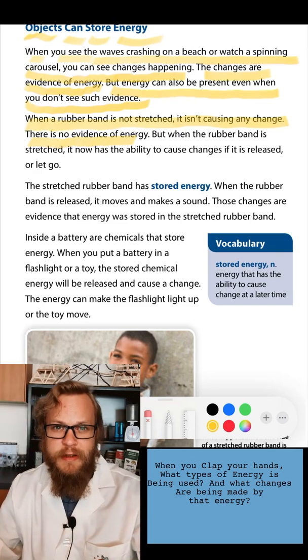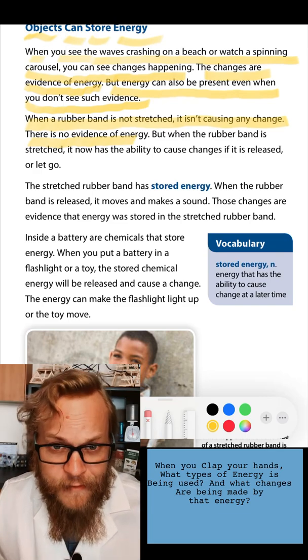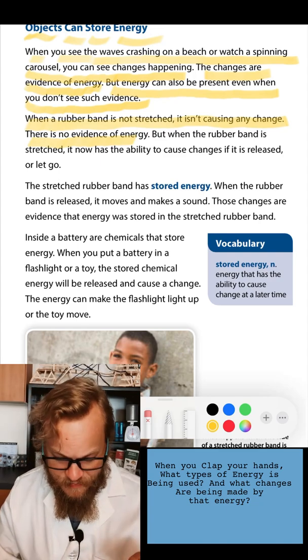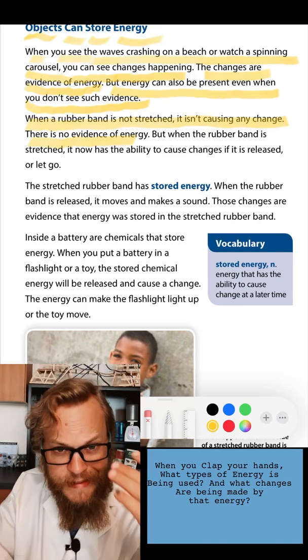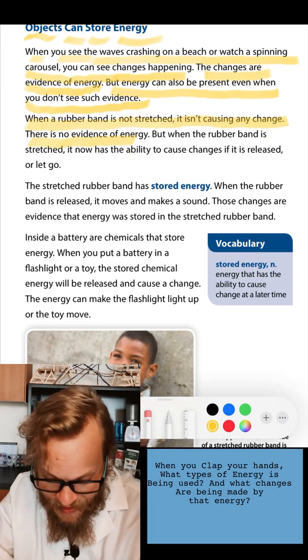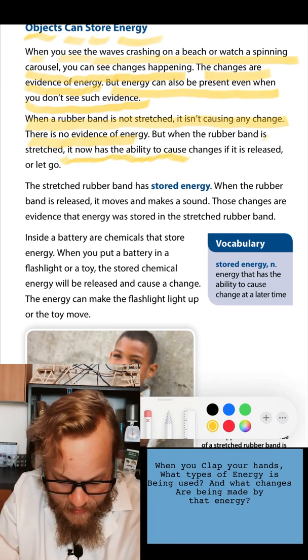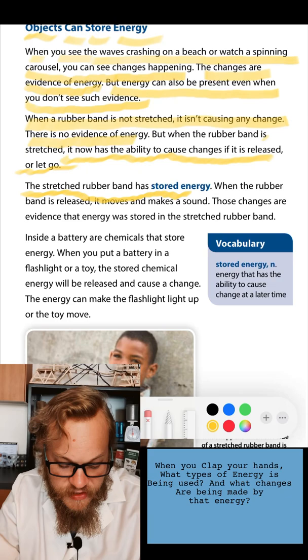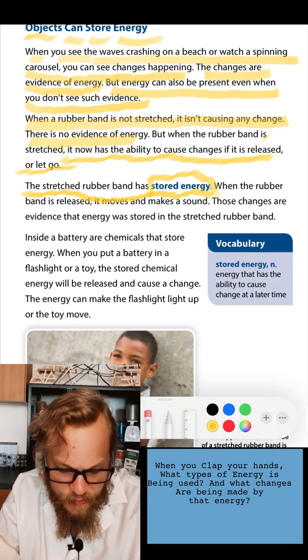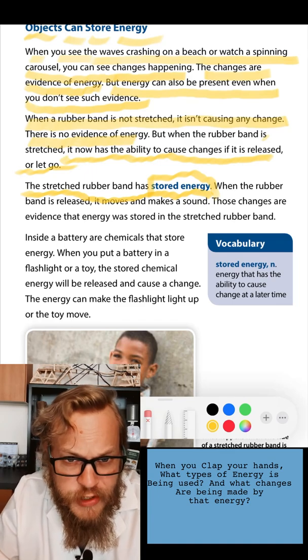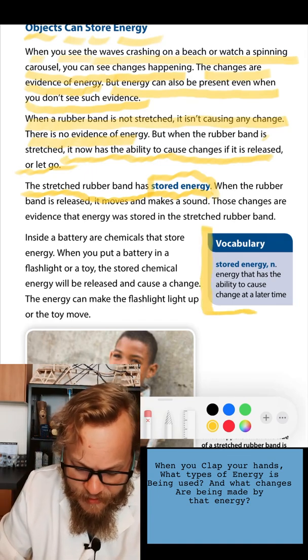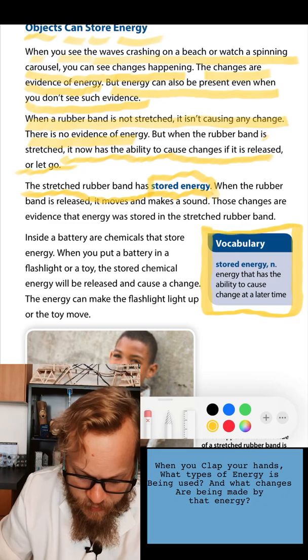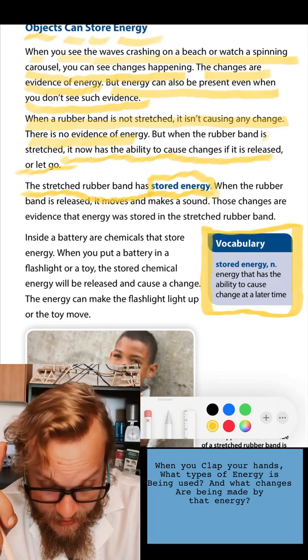So, just because something doesn't have energy right now, it might have potential, okay? Because when you release that rubber band or the string on your safety glasses, it now has the ability to cause change if it is released or let go, okay? The stretched rubber band has stored energy. Well, stored energy, this is all written in blue. A blue term is one of our vocabulary terms. So here we have another vocabulary term, okay?